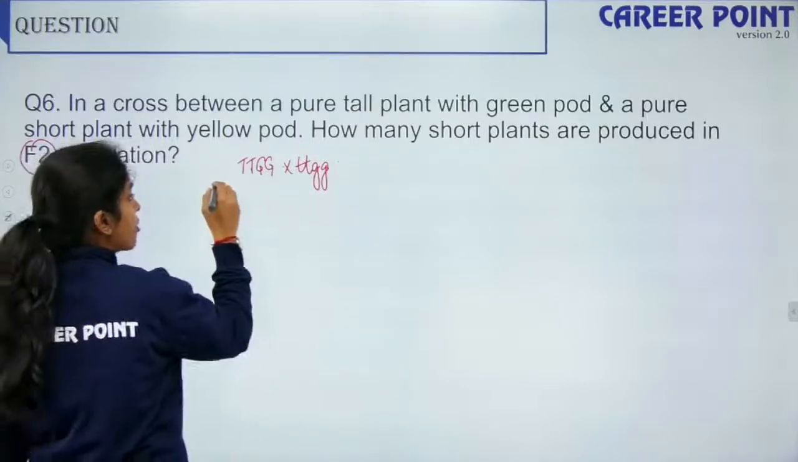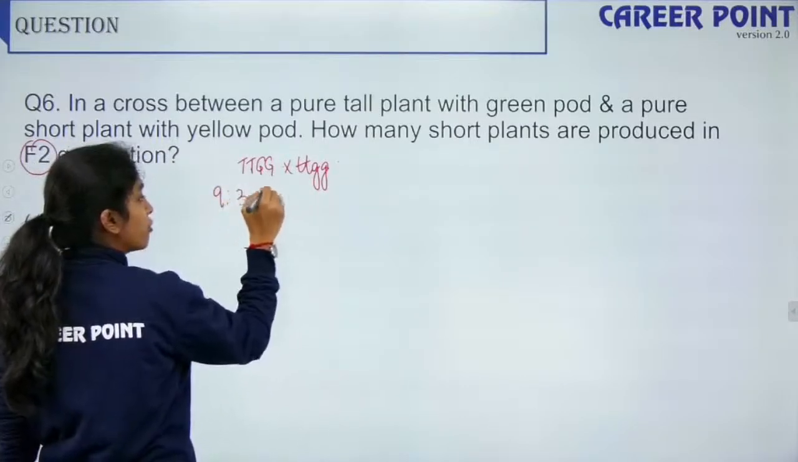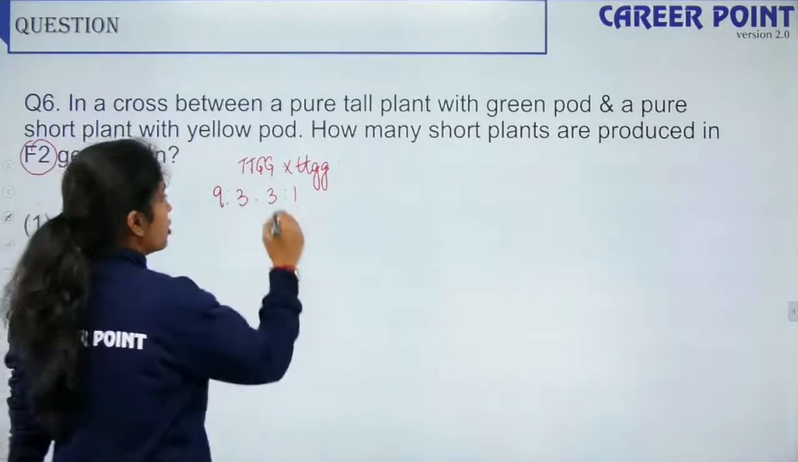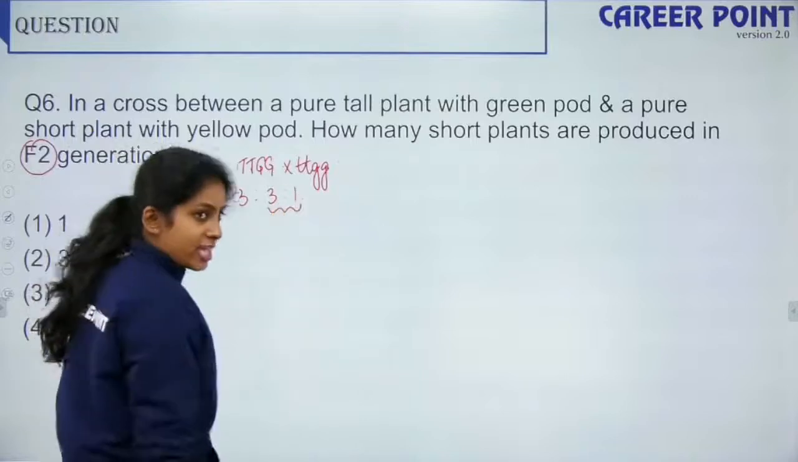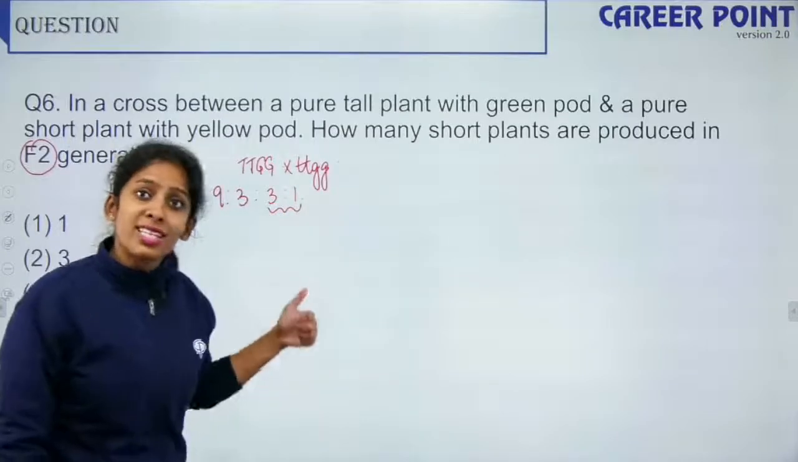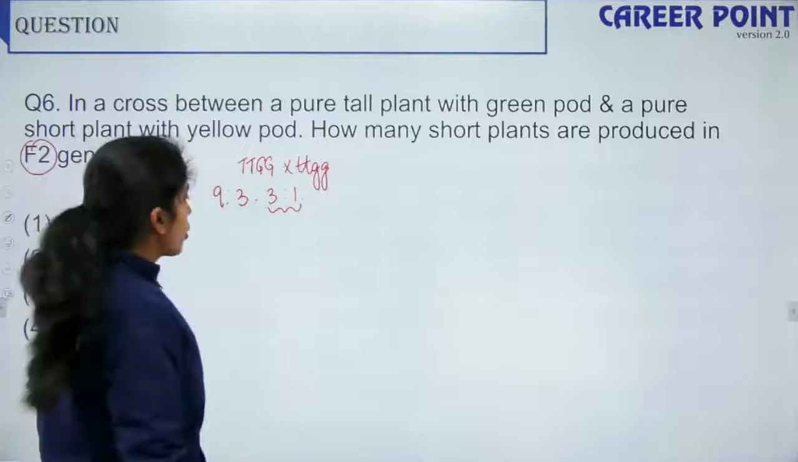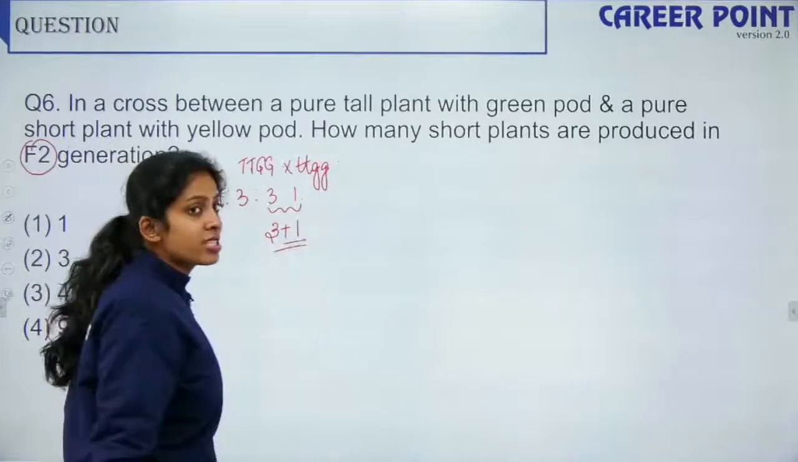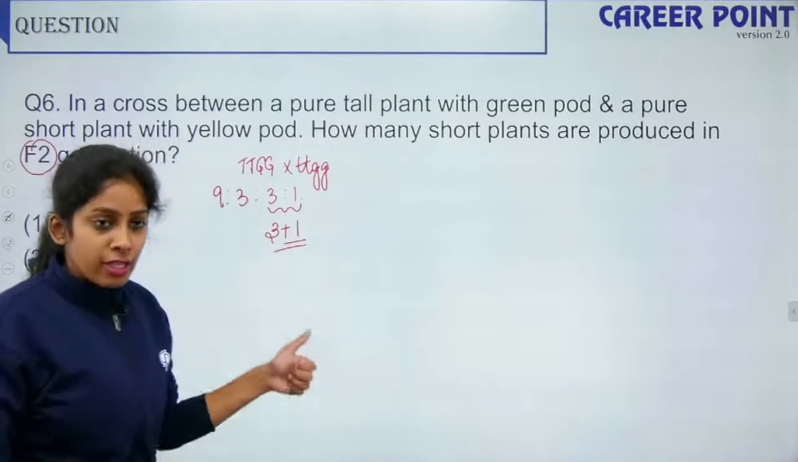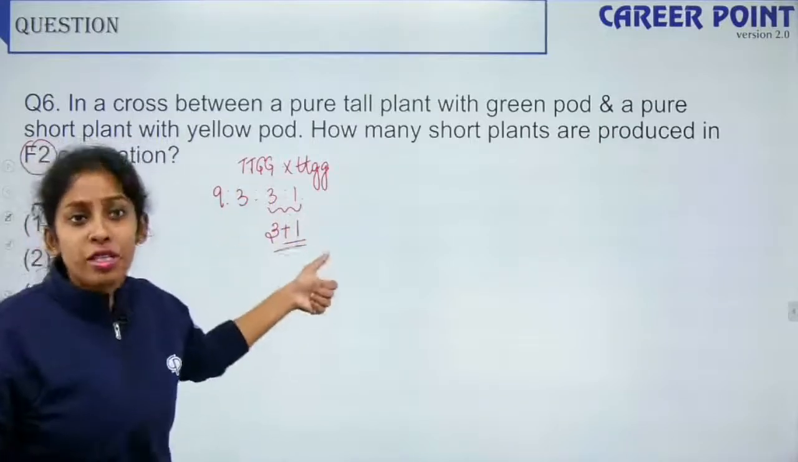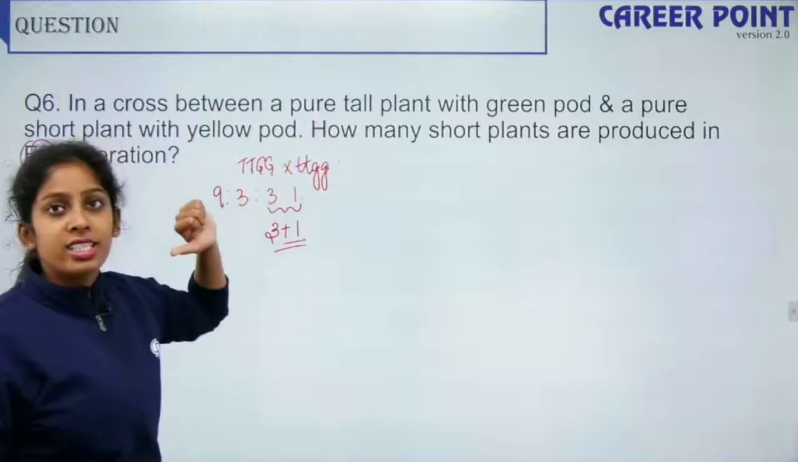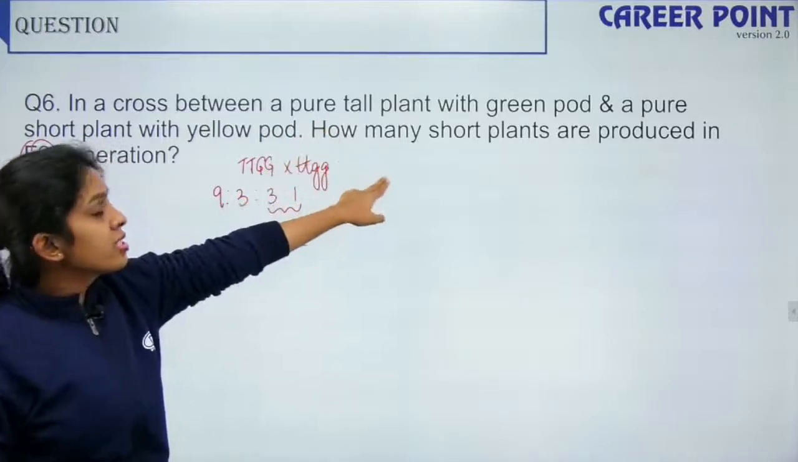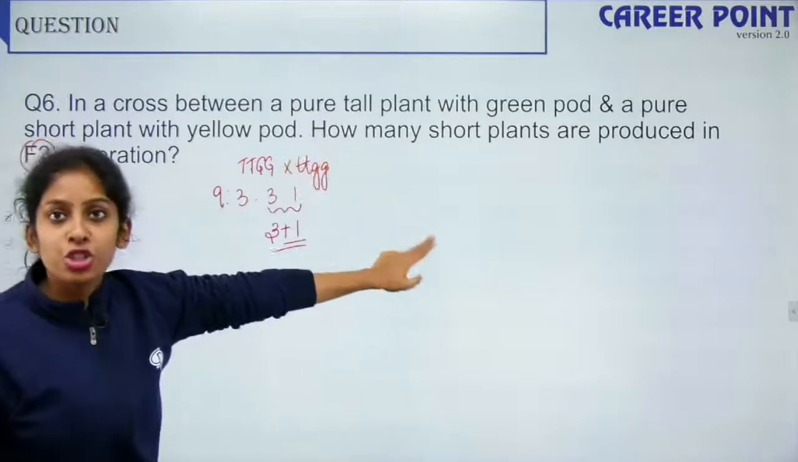So in your dihybrid cross, at the end of the F2 generation, the phenotypic ratio is 9:3:1. So these two have short plants, right? Because these two were wrinkled green and wrinkled yellow. So here 3 plus 1 is 4. So 3 plus 1 will have the recessive expression of the first character. Here the first character is tallness, the first character is height. So you want to find the recessive allele of this character, that is short plants.